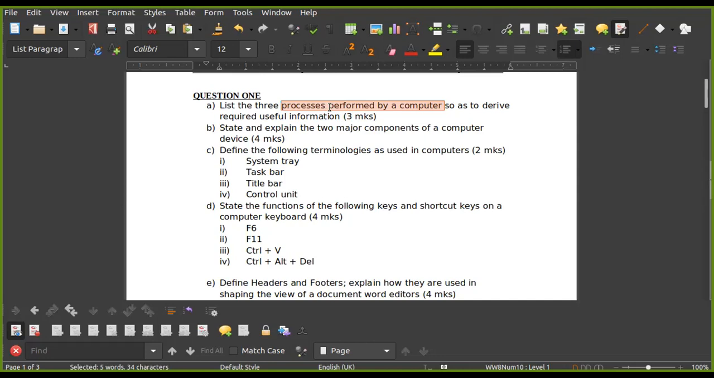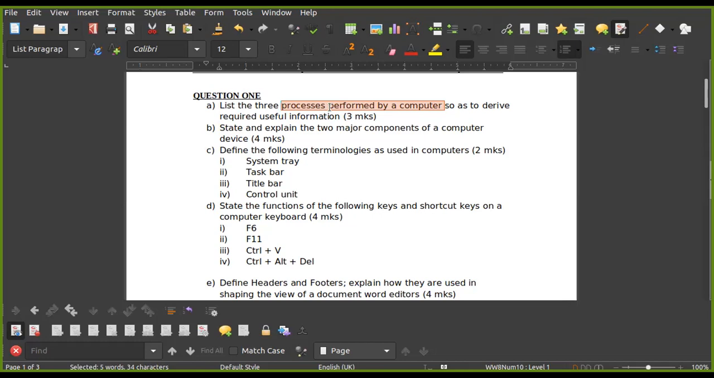Okay, define the following terminologies as used in computers. System tray. Okay, system tray. If you're using Windows, system tray is basically icons that are found at the bottom right of your screen, and you shall find there the time and all open applications. Okay, bottom right, that gives you your system tray. For me, I'm not using Windows, so my system tray basically is to the left. But if you're using Windows, bottom right, just check and you'll be able to see.